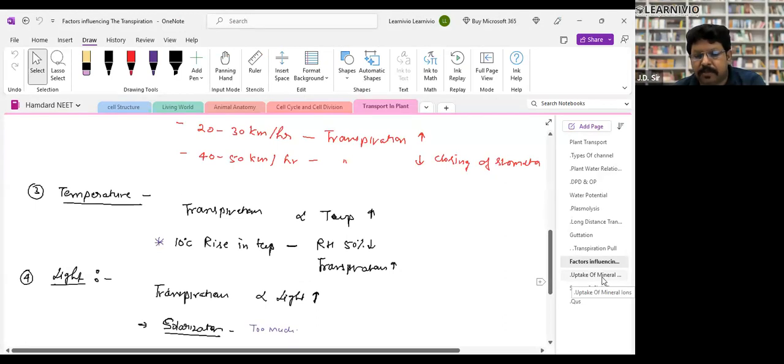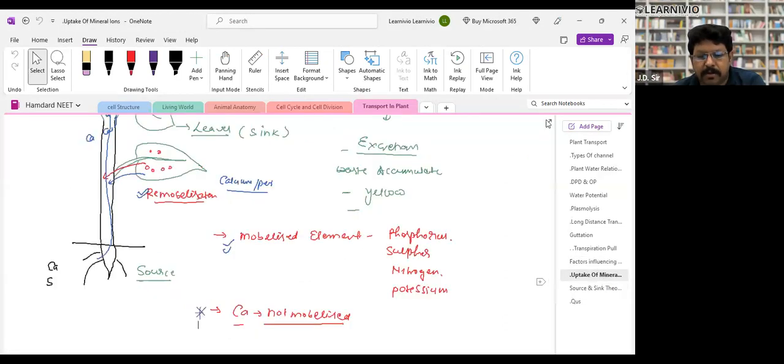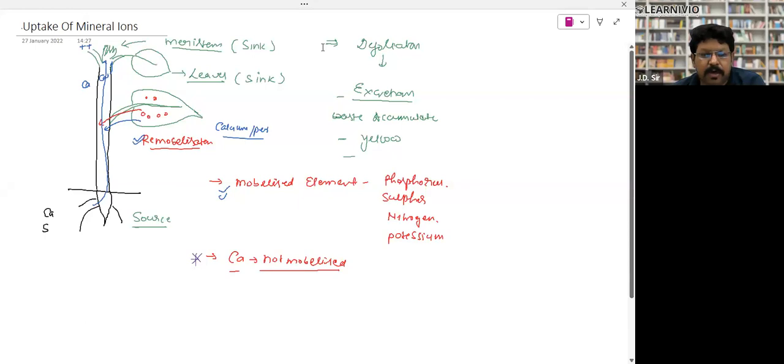Now the next topic as per your NCERT is uptake of mineral ions. The uptake of mineral ions takes place in the same way as water. Initially we discussed that water uptake takes place and mineral uptake takes place along with the water. But the mineral uptake takes place by an active process, meaning energy will be spent. Why? Because the amount of minerals is always more inside the plant than in the soil. So obviously it will be an active process.